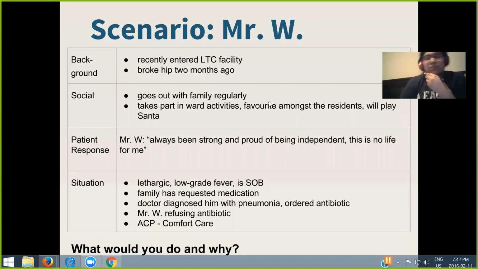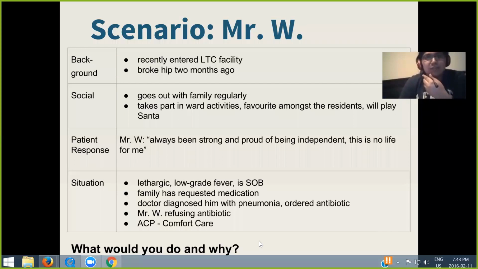First of all, I would like to start a discussion with him with an open-ended question, like what he feels about long-term care and what his opinion is on why he doesn't want antibiotics. After getting his point of view, I would like to explain why antibiotics are important, what pneumonia is, and what can happen to him if he does not take the antibiotics. I will leave the decision to him, but I will try to explain why it's so important for him.